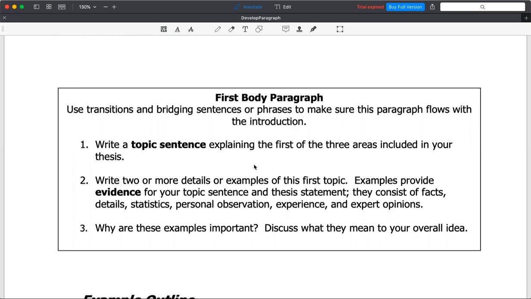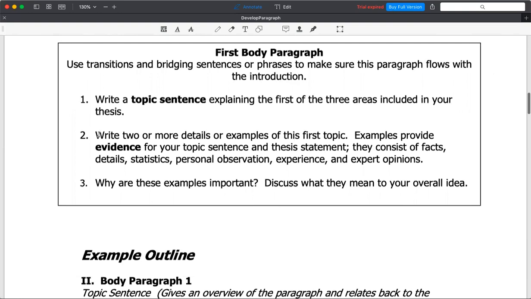introduction. You write a topic sentence explaining the first of the three areas included in your thesis. Then you write two or more sentences to add details. Your details can be examples, statistics, facts, personal observation, experience, and expert opinion. Remember, remember, remember: avoid first person, singular and plural. Avoid saying I or we. Try to use general examples to elaborate your points.